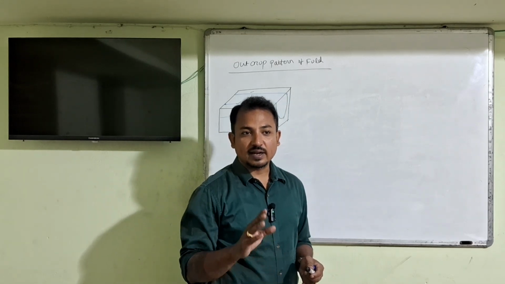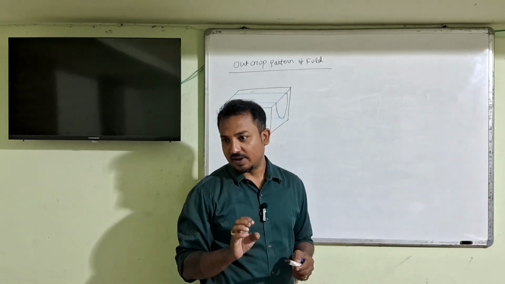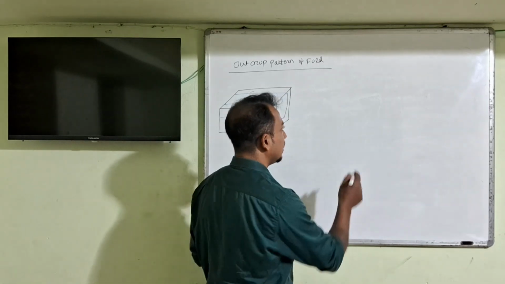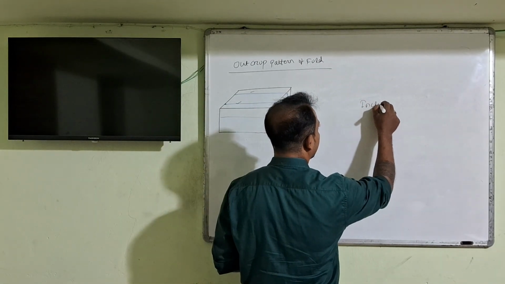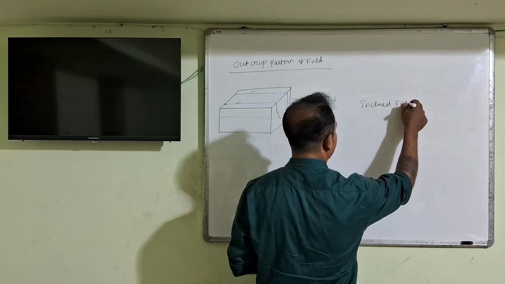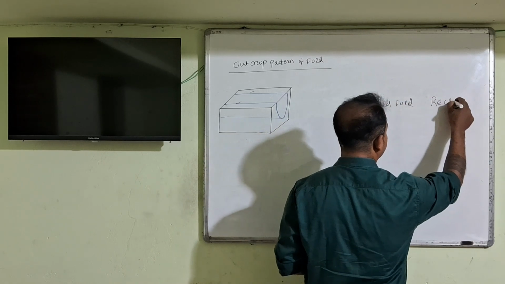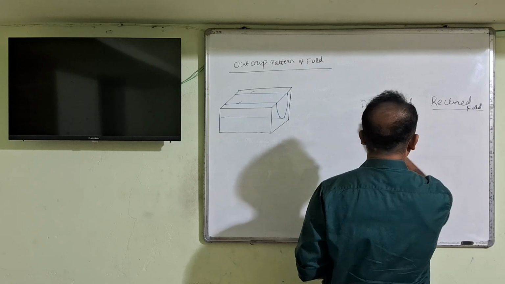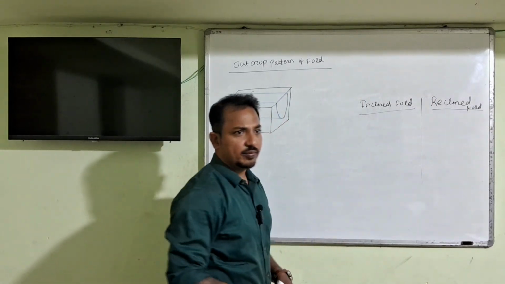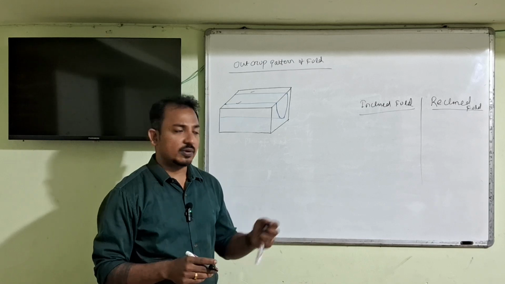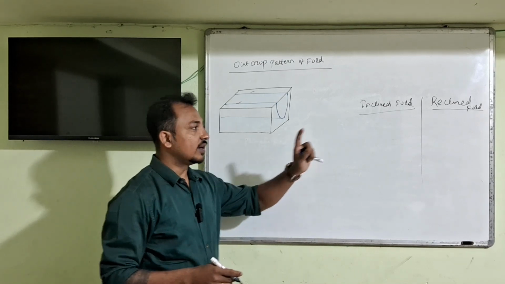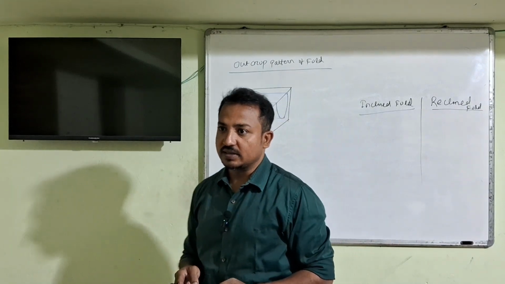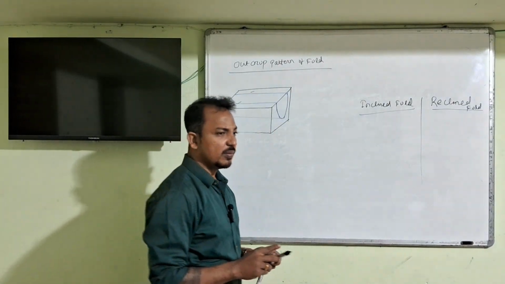Next comes another type of fold. It is called inclined fold and reclined fold. These two are very important; reclined is very important. So first see inclined fold and reclined fold. From the definition, an inclined fold is where the fold axis and axial plane are inclined, then a reclined fold is where the axial plane dip is equal to the plunge of the fold axis.